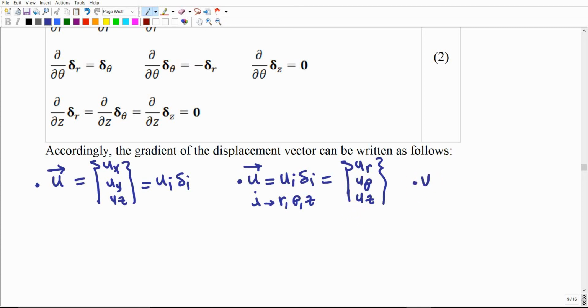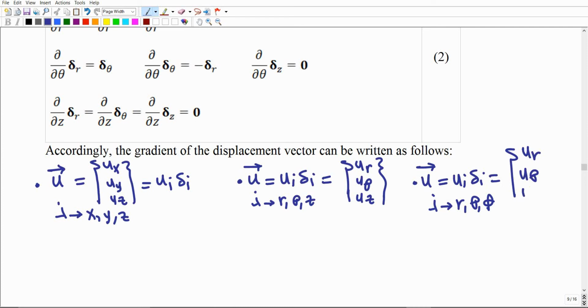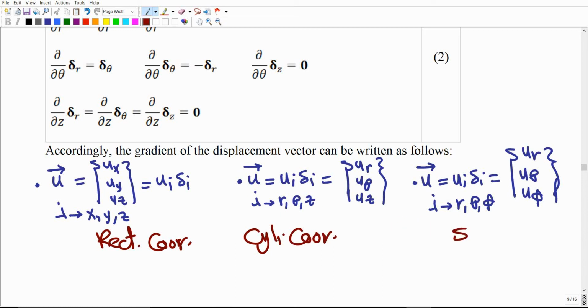In the spherical coordinate, we have the u vector, which is also ui delta i, but in this case i takes the values r, theta, and phi, instead of x, y, and z. This gives us ur, u theta, and u phi. So whether you are working in rectangular, cylindrical, or spherical coordinates, right?